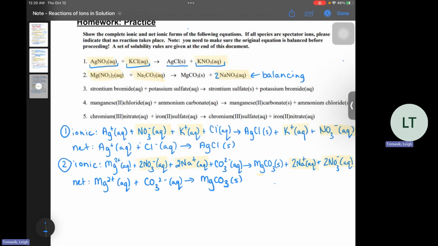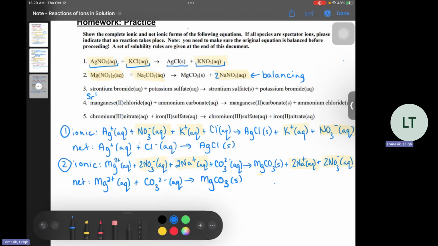3 is a little bit harder. We're going to have to come up with some chemical formulas. We're going to have to do a little crisscross rule. Right? Strontium is Sr. Strontium is 2 plus. Have to think about that for a second.